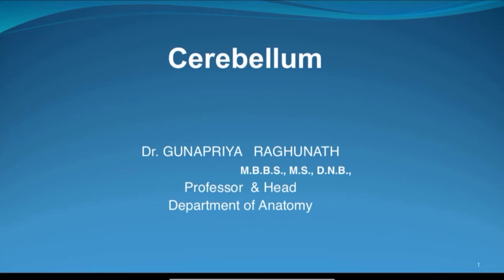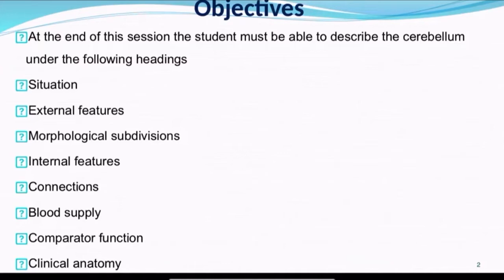As a part of the other neuroanatomy topics, the topic for today is cerebellum. So today we're going to discuss in depth about cerebellum. It's a long question that can be asked in your theory paper. The objectives of this session will be that the student must be able to describe the cerebellum under the following headings: situation, external features, morphological subdivisions, internal features, connections, blood supply, comparator function and clinical anatomy of cerebellum. So these are the headings which can be utilized to structure your essay for a theory question paper.